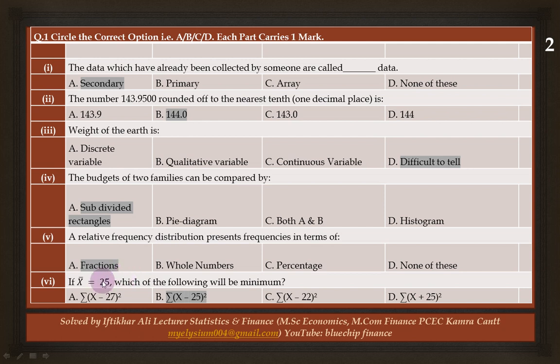Sixth objective, that if x bar equals 25, which of the following will be minimum? In fact, this objective is related to the second property of arithmetic mean, in which sum of (x minus x bar) square is less than sum of (x minus a) square. So, according to that property, if mean is 25, then sum of (x minus 25) square will be minimum.